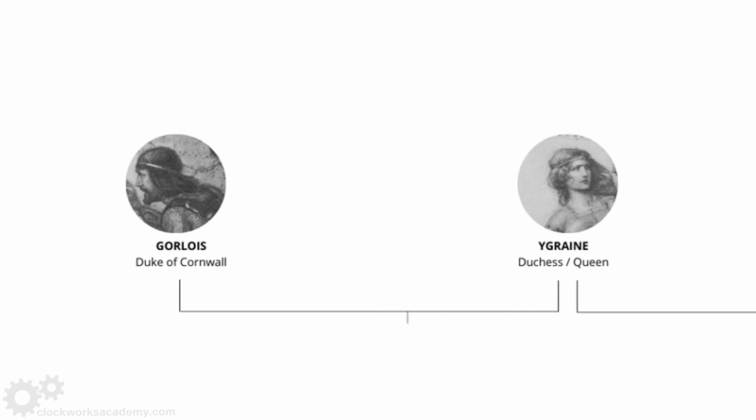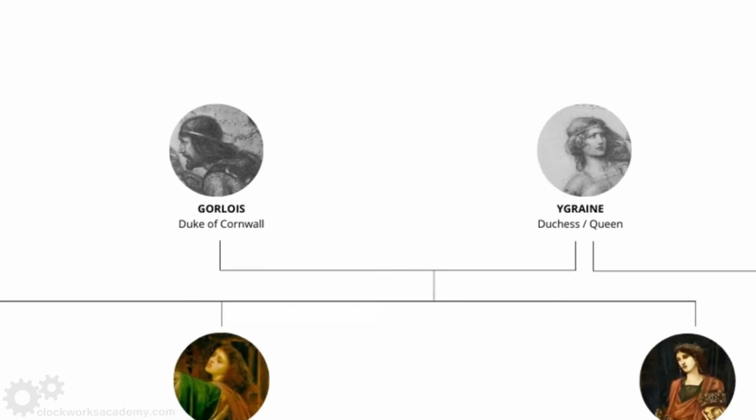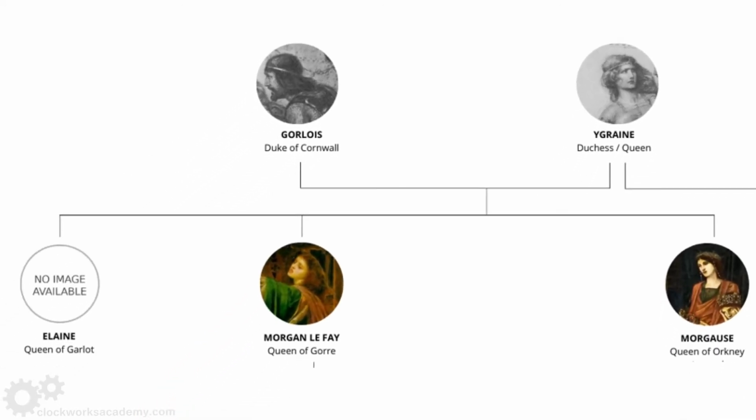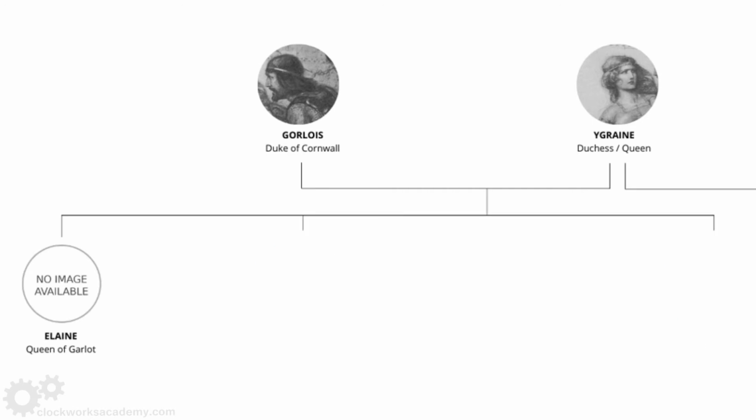Gorlois and Igraine have 3 daughters. Depending on versions of the story, sometimes they have different children, but in Malory they have 3 daughters. Elaine, Queen of Garlot, who we know almost nothing about in Malory and in general. She is a very minor figure. She didn't do very much. Presumably, she lived a happy life. She is married to the King of Garlot, who I haven't even bothered to put on the family tree because he also does not come up in the story very much.